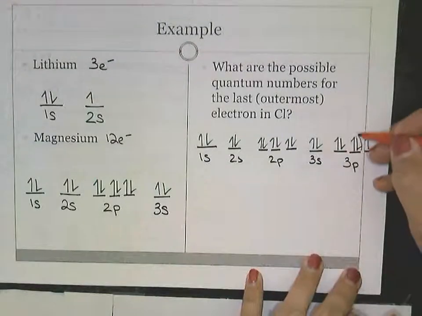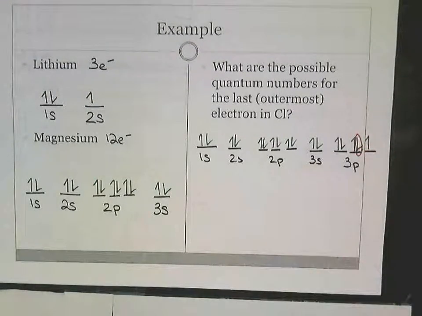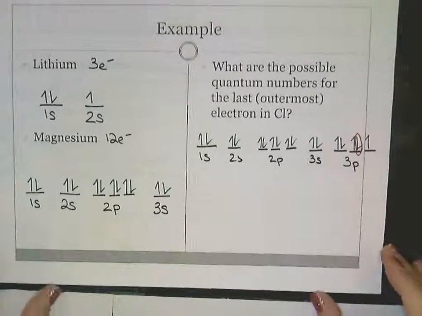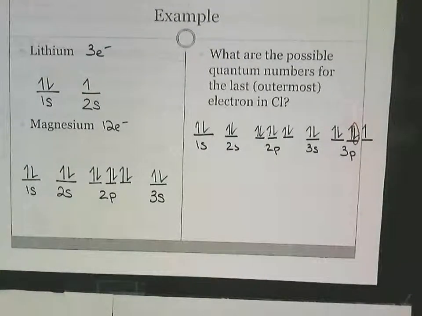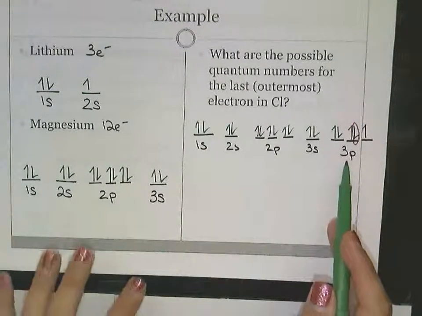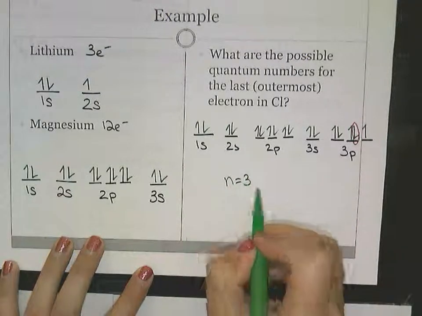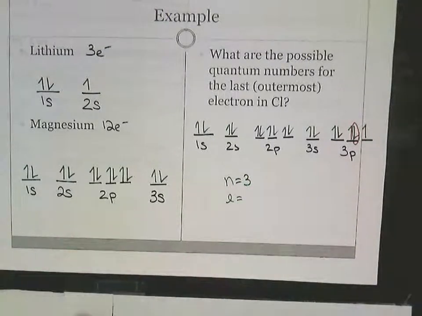I want to know what 4 quantum numbers that electron has. So how do I figure out what the n is? Yep, so n is 3. How do I figure out what the L is? If it's p, what number is that? 1.